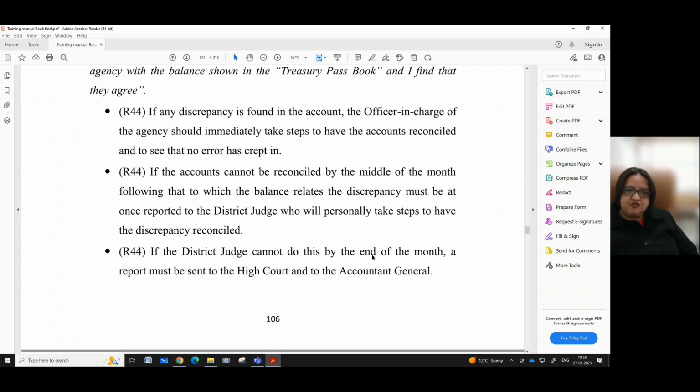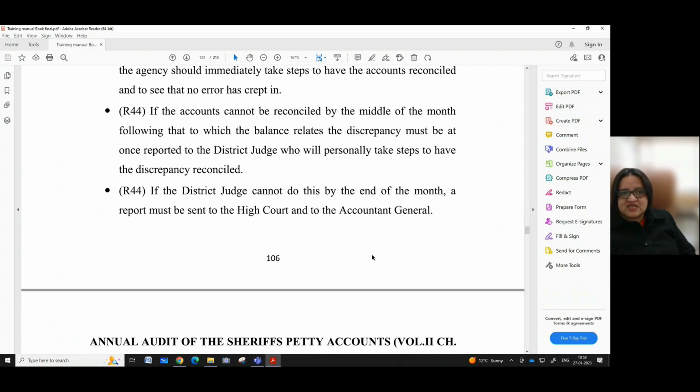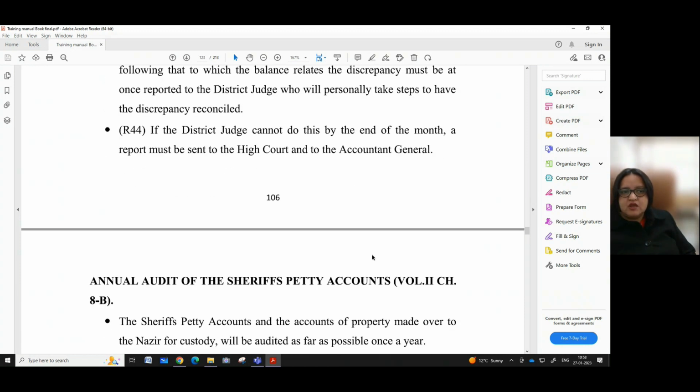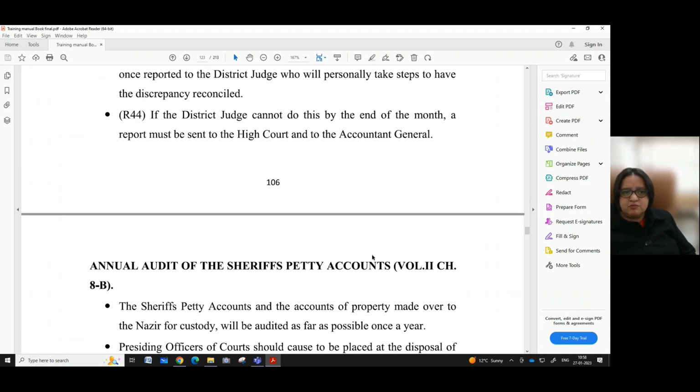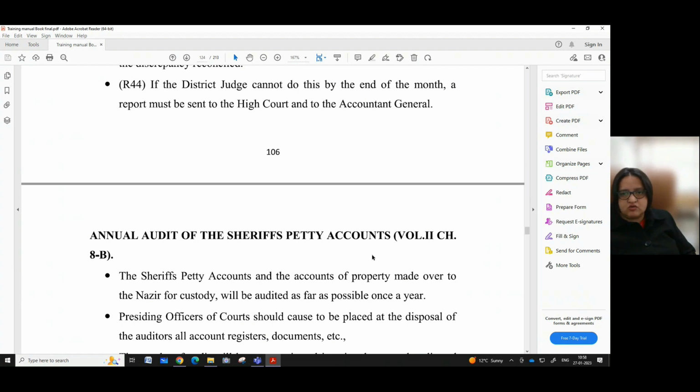Rule 44 says that if any discrepancy is found in the account, the officer in charge of the agency should immediately take steps to have the accounts reconciled and to see that no error has crept in. If the accounts cannot be reconciled by the middle of the month following that to which the balance relates, the discrepancy must be at once reported to the district judge, who will personally take steps to have the discrepancy reconciled. If the district judge cannot do this by the end of the month, a report must be sent to the High Court and to the Accountant General.